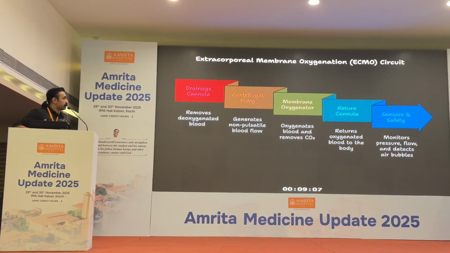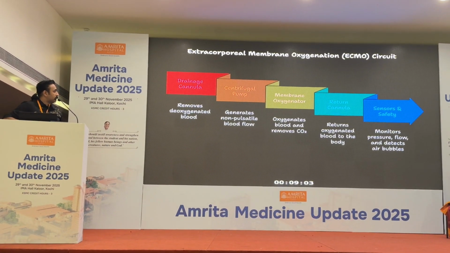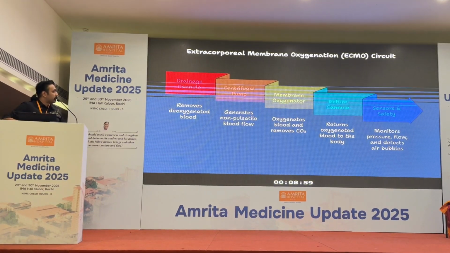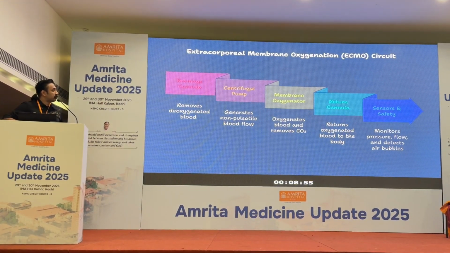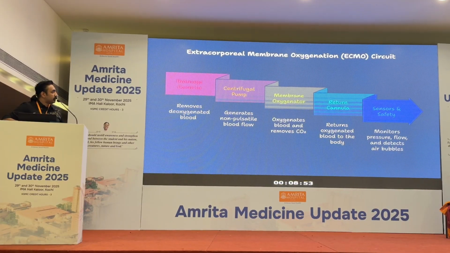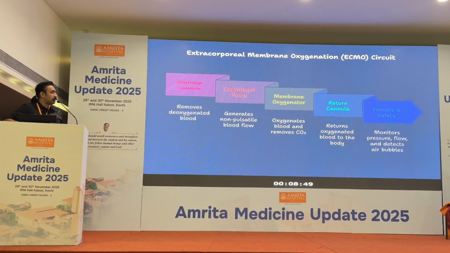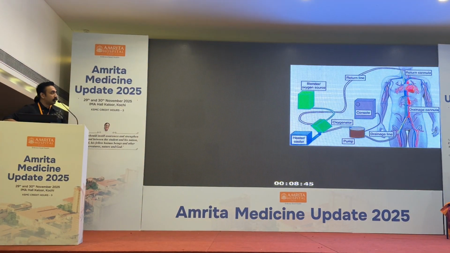Now if you look at the circuit, you have a drainage cannula which removes the blood. There is a centrifugal pump which generates a non-pulsatile flow. There is a membrane oxygenator which oxygenates the blood and removes the carbon dioxide. Then you have the return cannula that returns the blood into the body, and you have various sensors and safety equipment also.